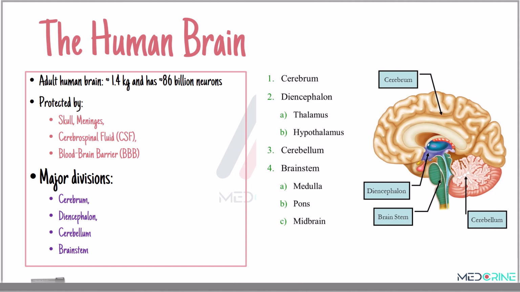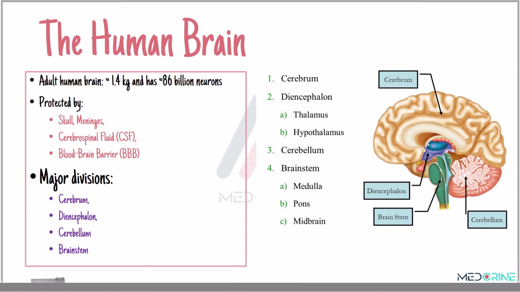The adult human brain weighs approximately 1.4 kilograms and contains about 86 billion neurons. It is well protected by several layers, which include the bony skull, the three meningeal layers, the cerebrospinal fluid, and a highly selective blood-brain barrier.